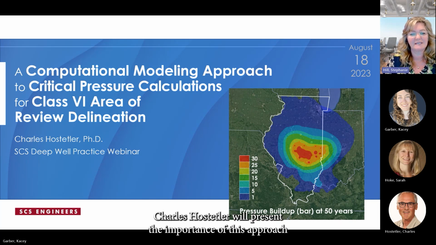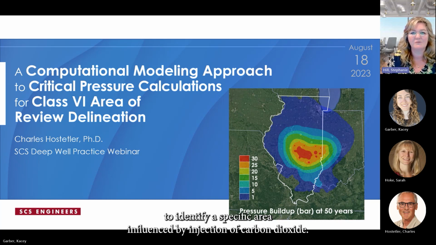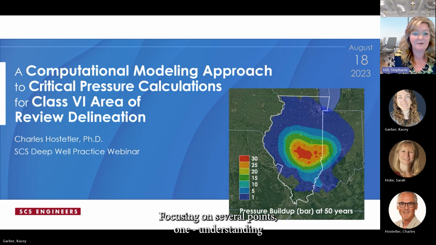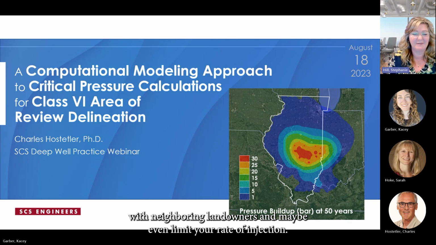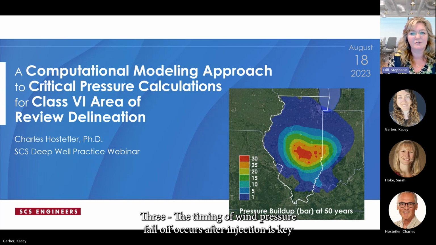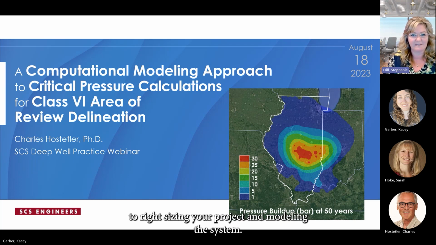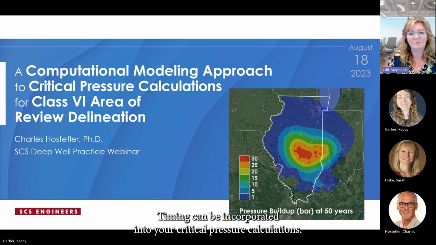Today, Dr. Charles Hostetler will present the importance of this approach to identify a specific area influenced by injection of carbon dioxide, focusing on several points. One, understanding critical pressure early in your project is key to the project's success. Two, pressure buildup can complicate your relationship with neighboring landowners and maybe even limit your rate of injection. And three, the timing of when pressure fall-off occurs after injection is key to right-sizing your project. By modeling the system, this pressure fall-off timing can be incorporated into your critical pressure calculations.